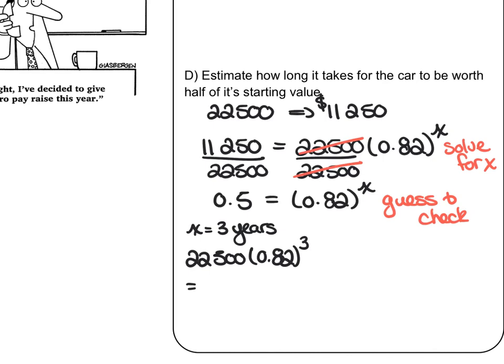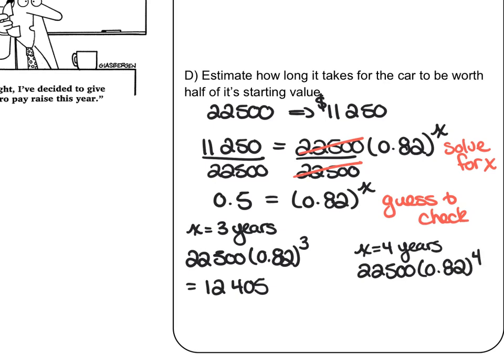And I got 12,405. So that's a little bit too high. Let's try 4 years. 22,500 times 0.82 to the 4, and we'll calculate that one. And I get 10,172 and 74 cents.